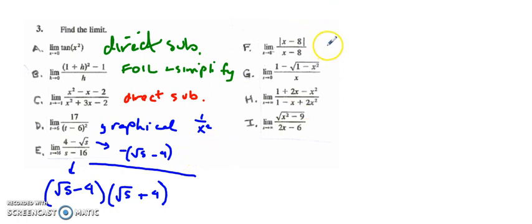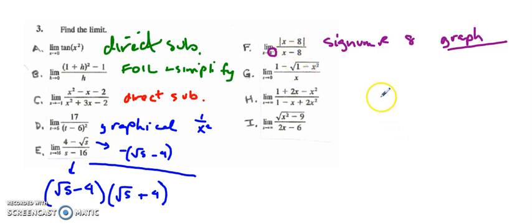For F, this is actually the signum function shifted right by 8. So it would be best to graph the signum function and determine the limit from the left. Remember that this 8 with the little negative sign means from the left. So figure out the limit from the left once you have graphed the signum function shifted right by 8.